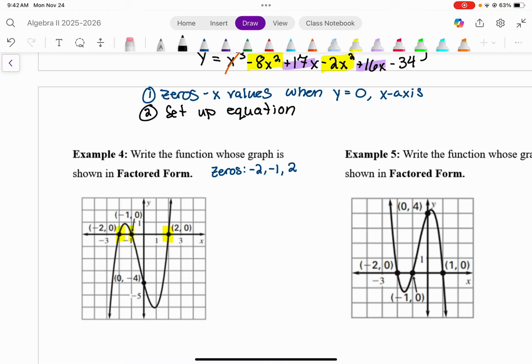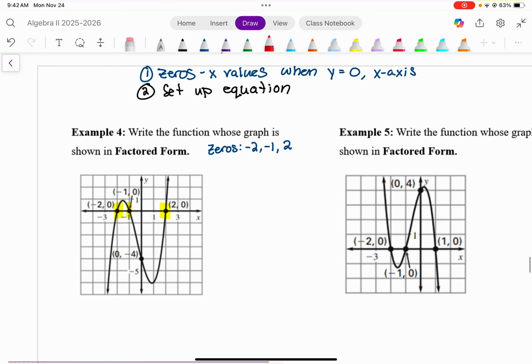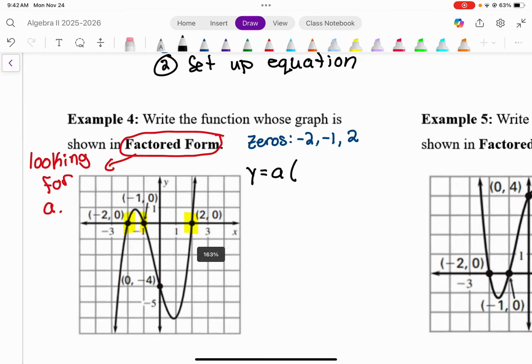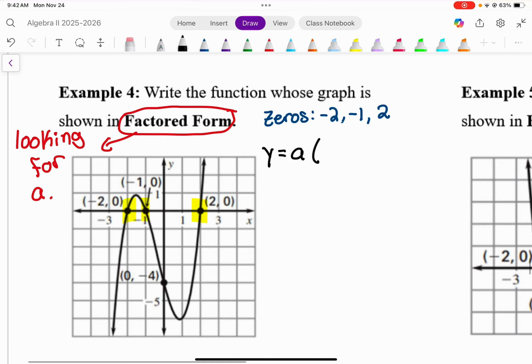Now, you'll notice in the directions of this one, it does not tell us anything about our leading coefficient. So when we're going to write it in factored form, what you are looking for is your a value. So that means when you write your equation, you are going to have that variable a in there. We don't know what that is, but the rest is going to be the exact same. We know our zeros, so we're going to put in the zeros. Remember, they're the opposite signs, so we would have x plus 2, x plus 1, and x minus 2.